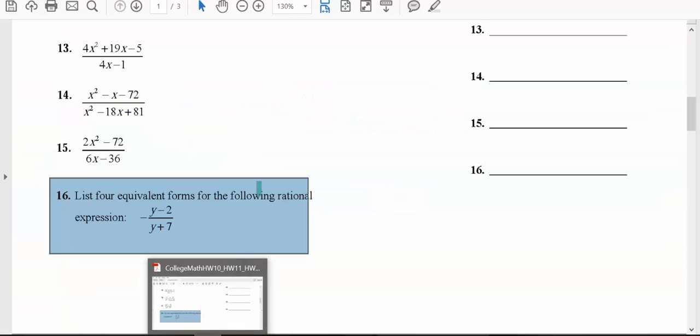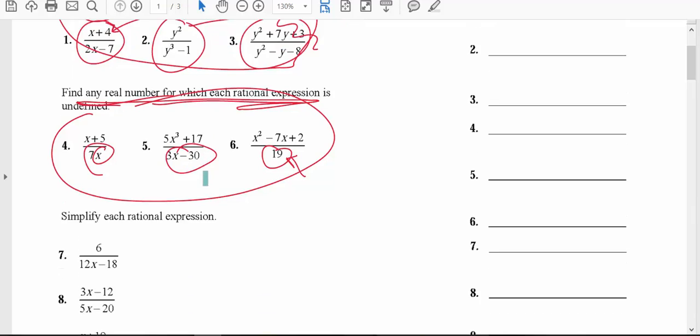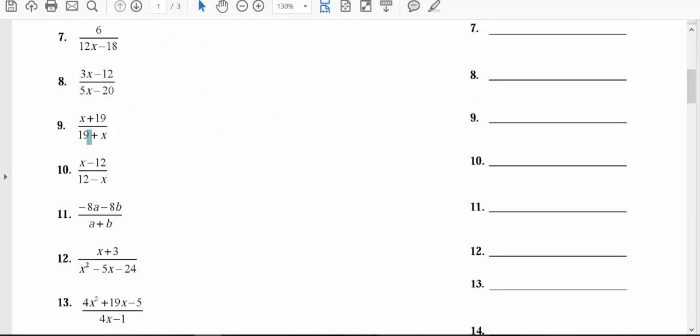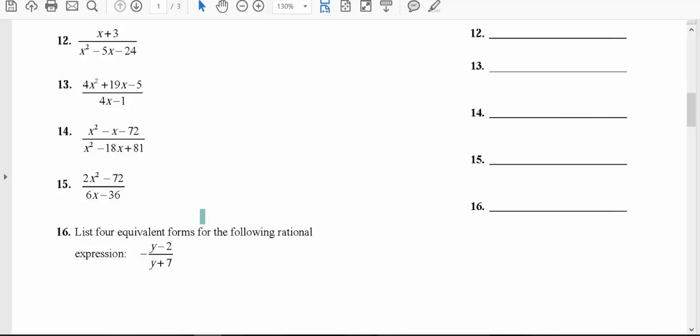So I showed you how to plug in numbers, how to find undefined values, and then these are all just simplify. Factor top and bottom, cancel common factors. And then the last one, you're good. So you're good to go.